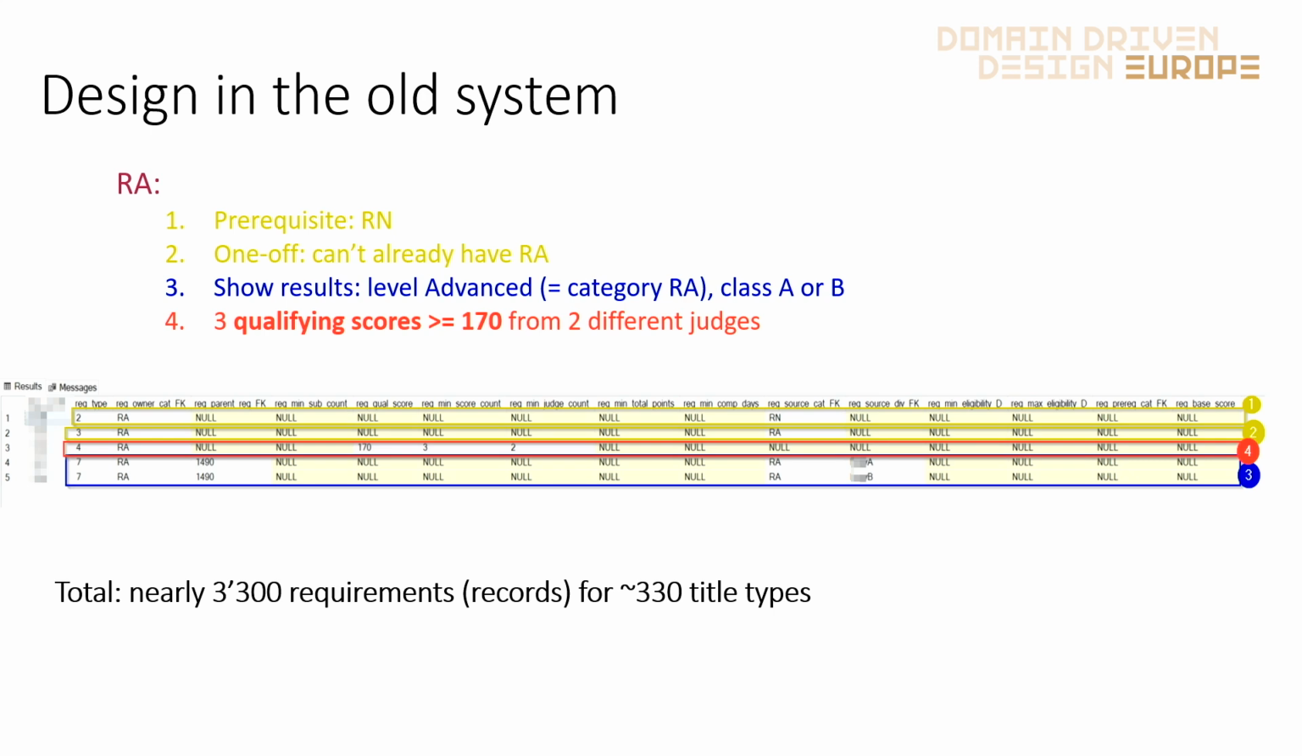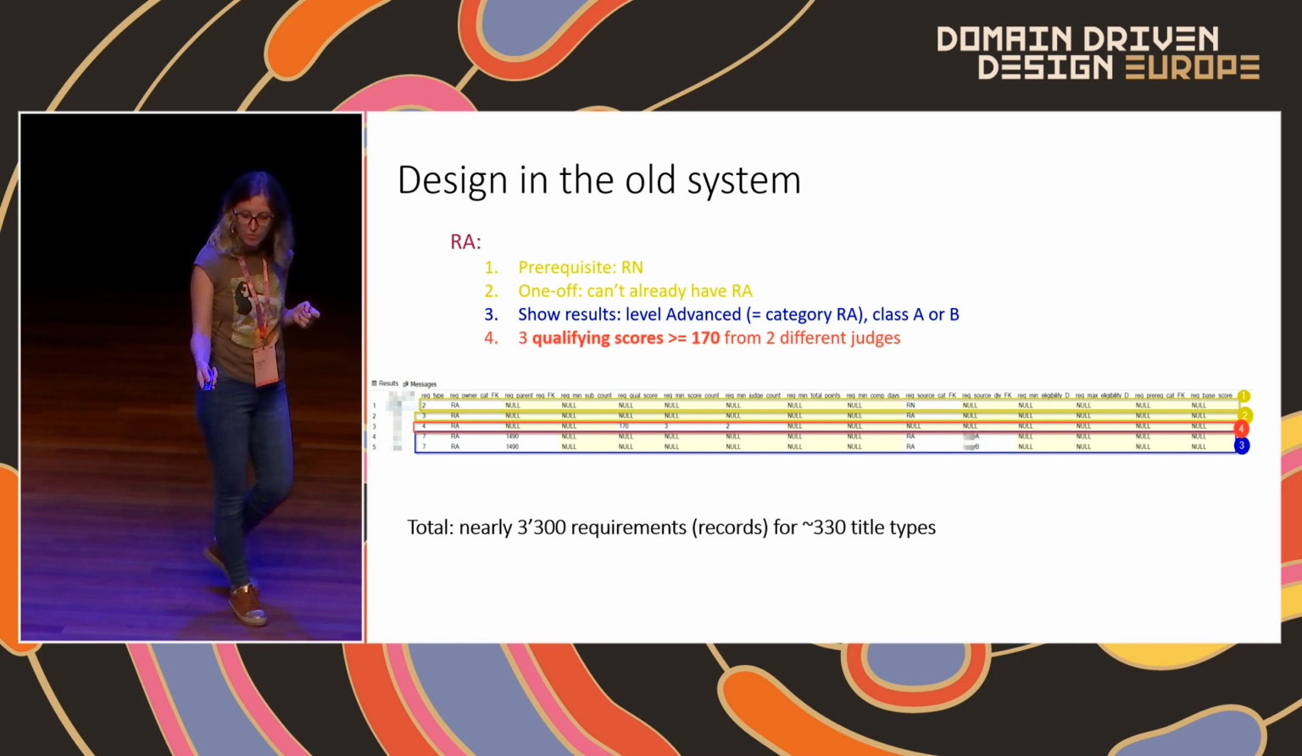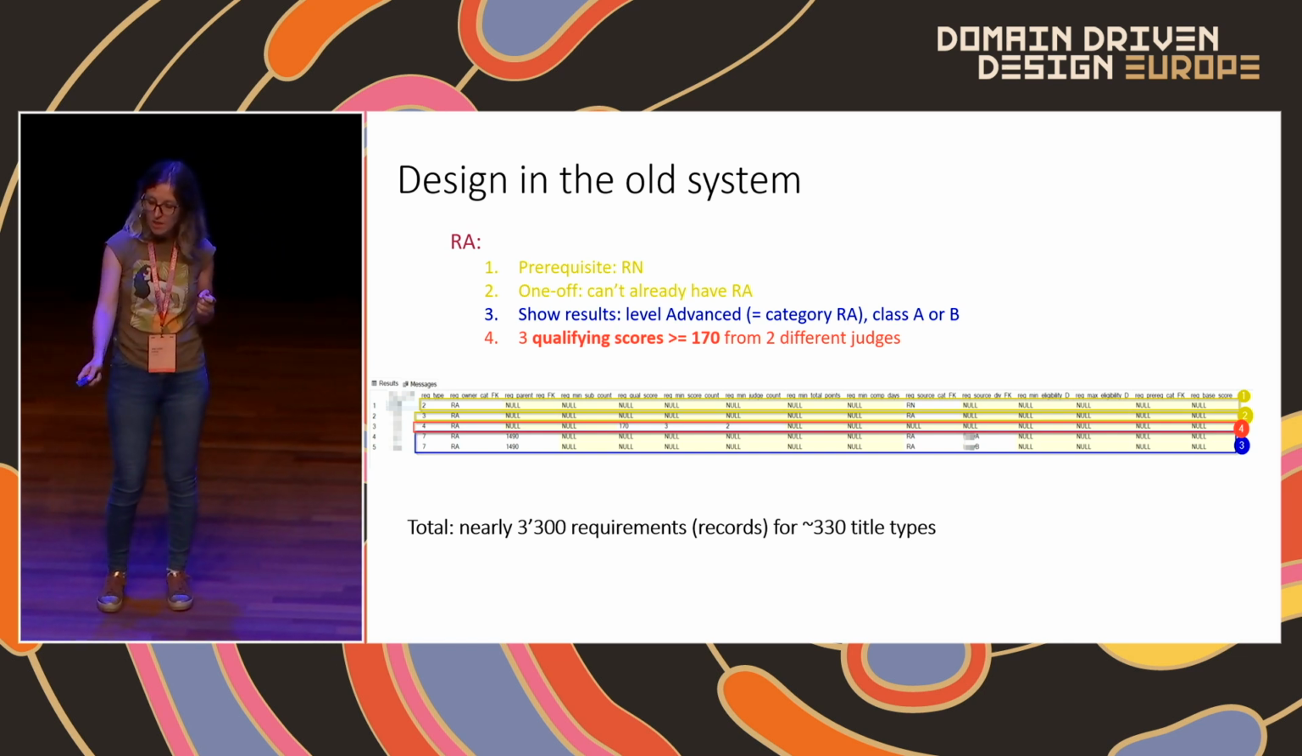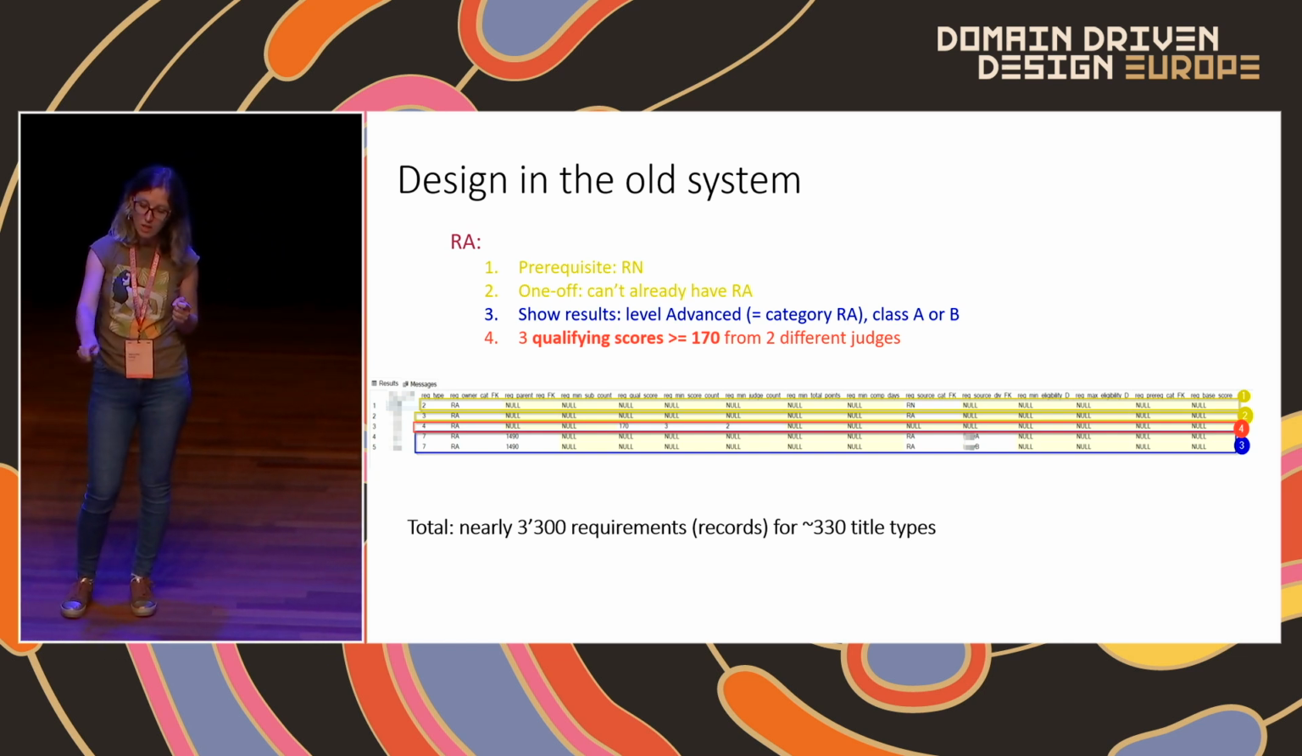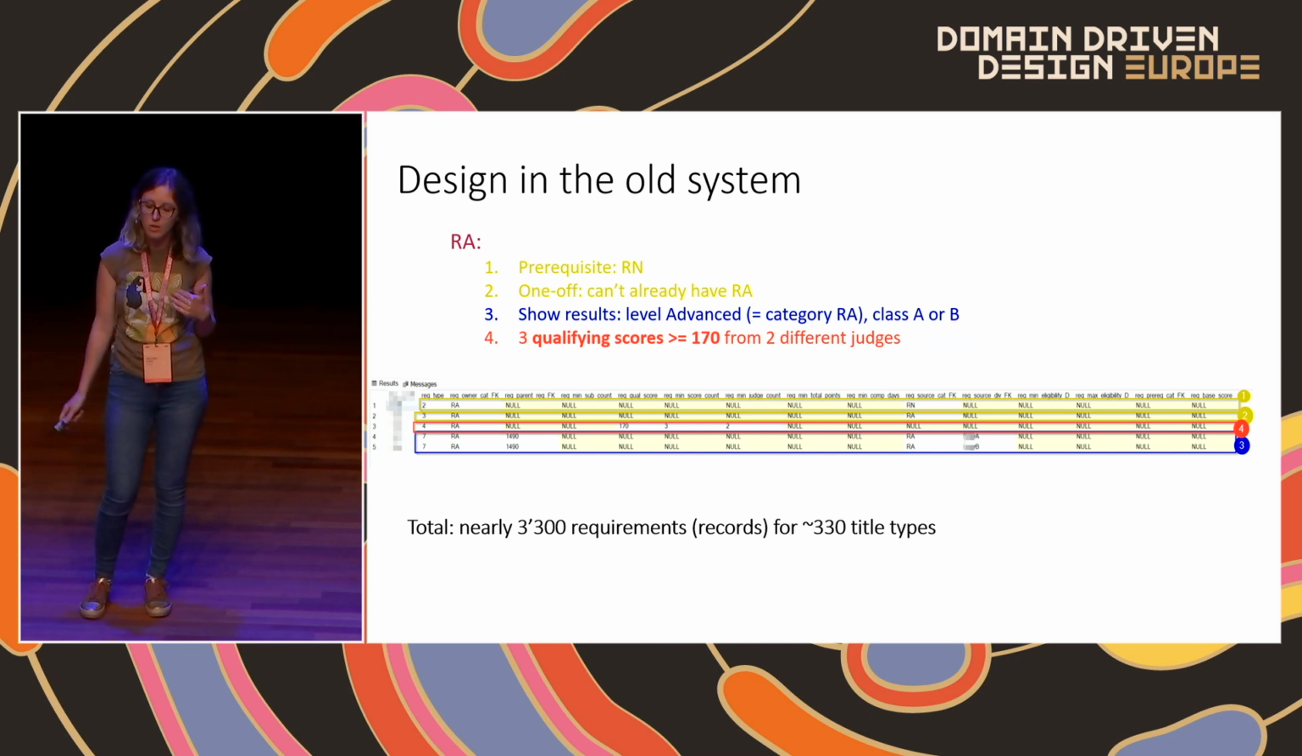Interestingly enough, in that old system, the requirements for the titles were also stored in the database using some canonical format. And you can see this is an actual example of one of those requirements, how they were modeled. So the key part is that number 4, right, the red one, 3 qualifying scores above 170 from 2 different judges. Then you had that part telling you that it needs to be advanced level, class A or B, and before you get advanced title, you need to already have novice title, RN, and you cannot already have RA because it's a one-off, right? You get it only once.